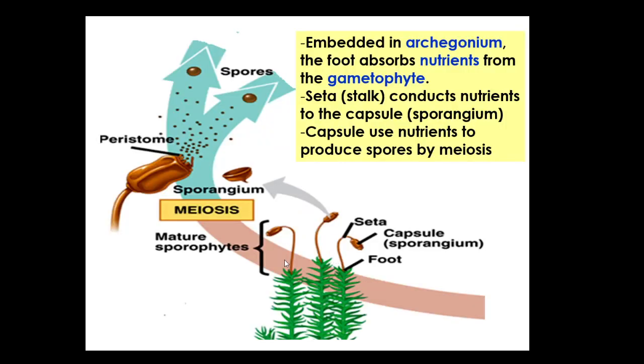Okay, so this is it. When it is growing, it will have seta and capsule attached to the gametophyte by the foot. Okay, seta, then capsule. When it's mature enough, it will divide by meiosis. When it's ready, it's going to be released slowly.